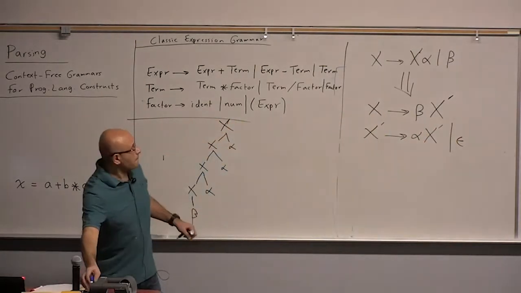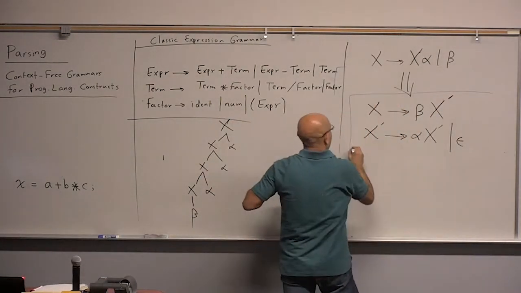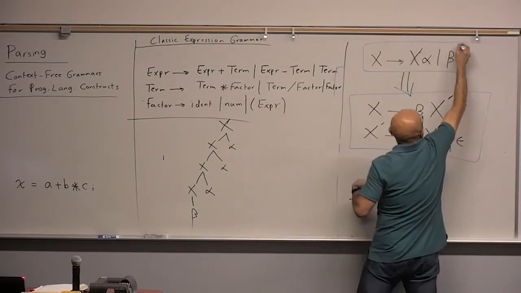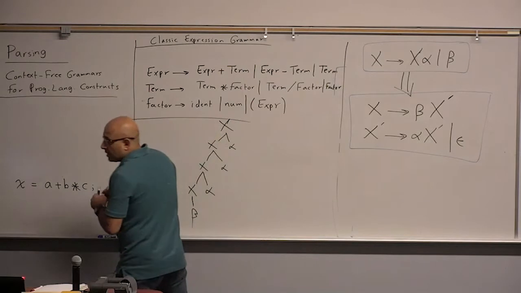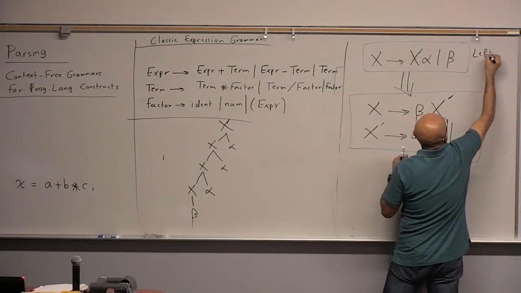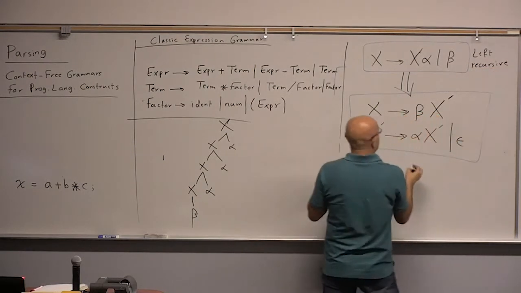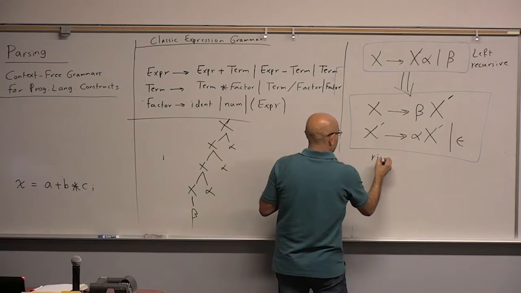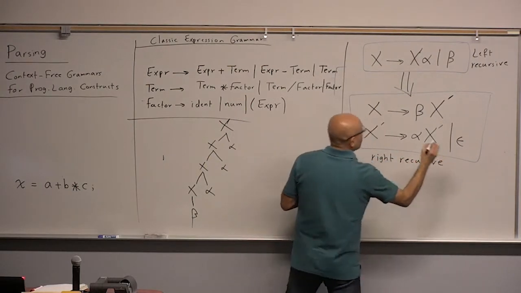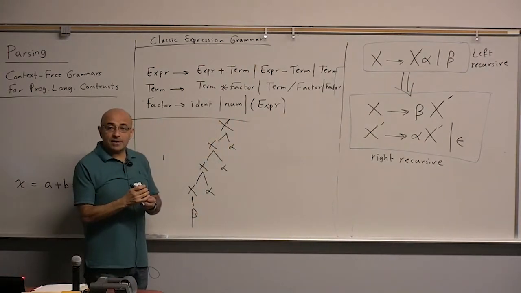So this is the equivalent right recursive form of this. So this is left recursive. And this is an equivalent right recursive form. So these two forms are equivalent.